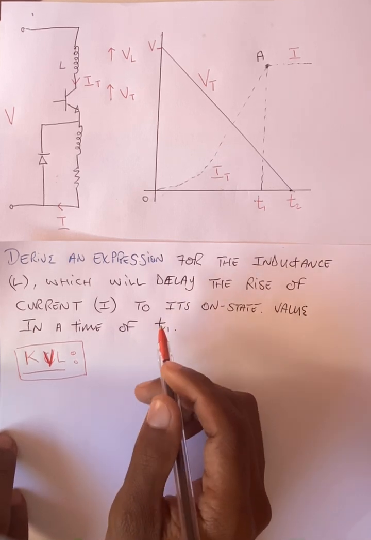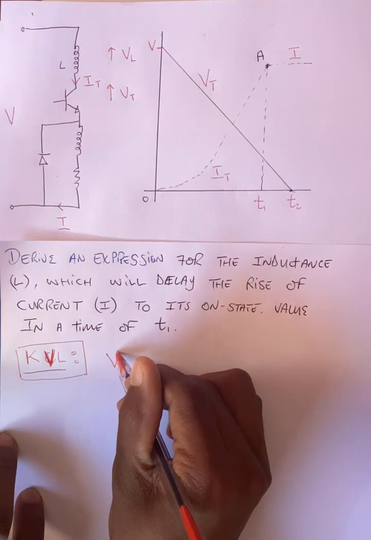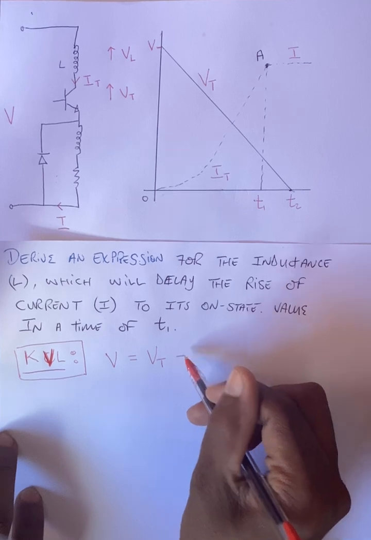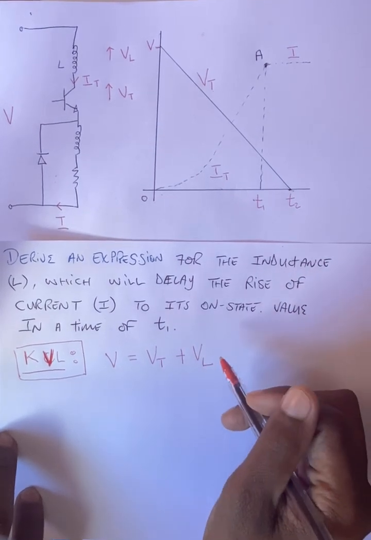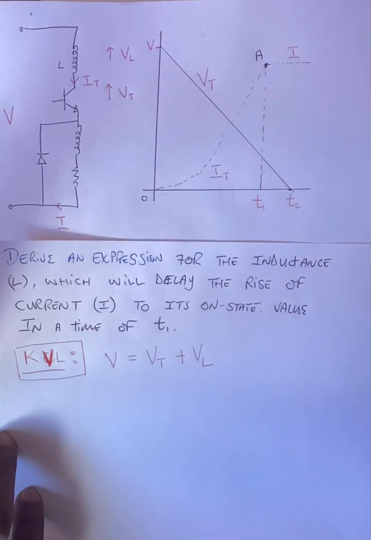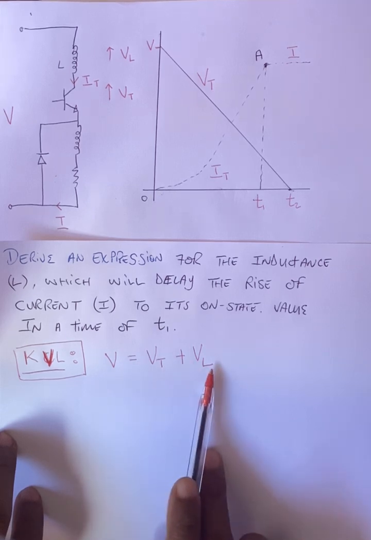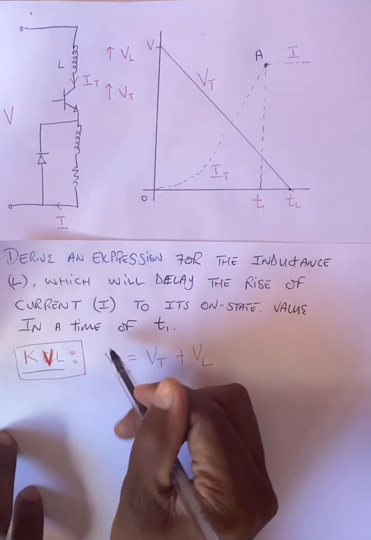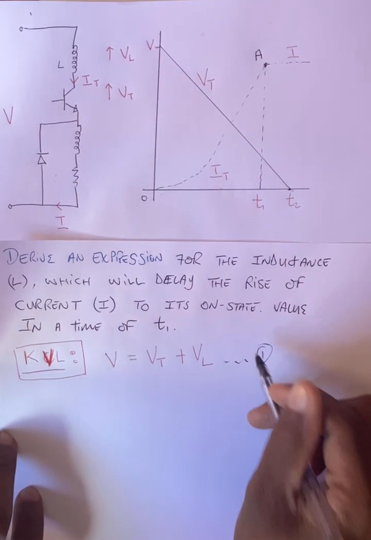Now what do I mean when I say KVL? KVL simply means our V supply is equal to our VT plus VL. VL plus VT gives us the supply voltage. Now there's a set of conditions under which this happens. We will address them at a later stage, but for now, this will be our reference point, simply meaning V supply is equal to VT plus VL. Alright, so we will say this is step one.